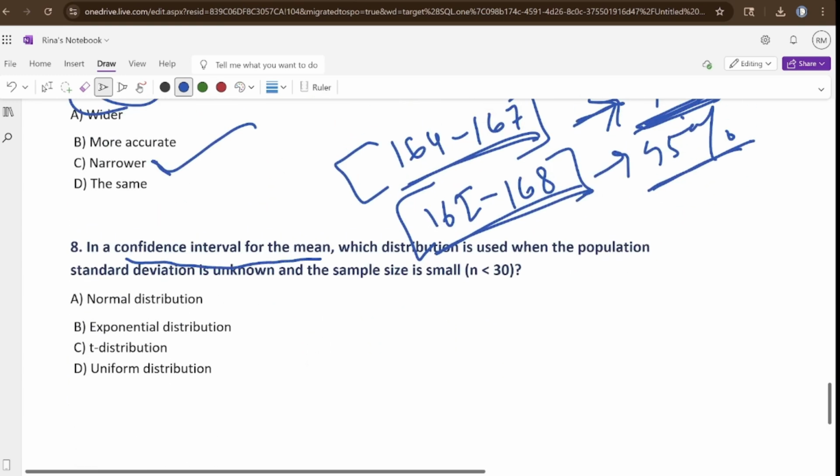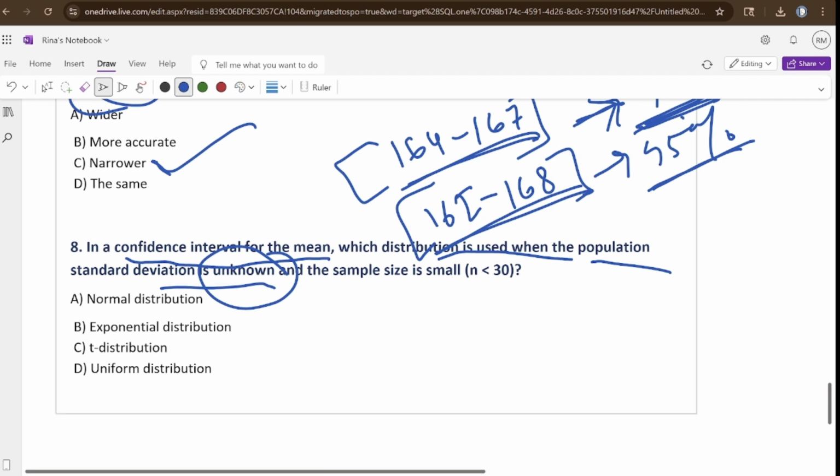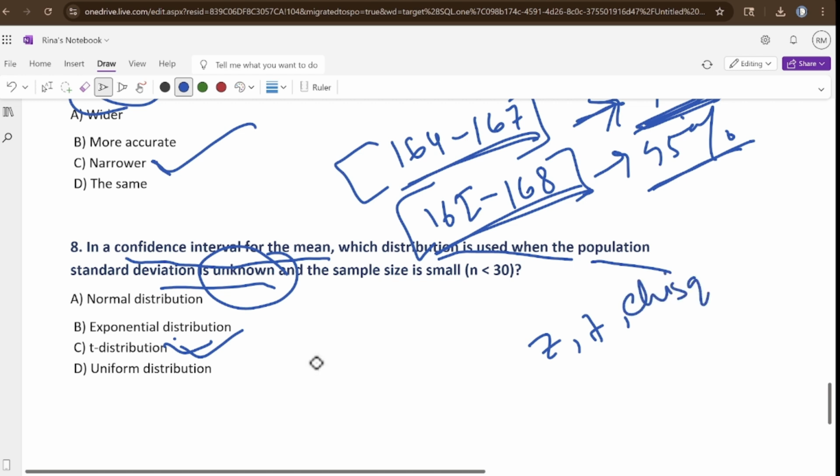In a confidence interval for the mean, which distribution is used when the population standard deviation is unknown? See, the same question asked in a different way. If the population standard deviation is not known, you have to use T distribution. This one we will understand later when we do many MCQs on Z, T, and chi-square distributions.